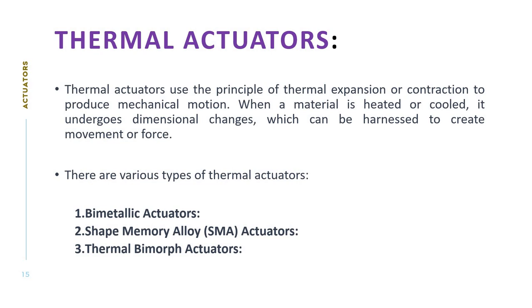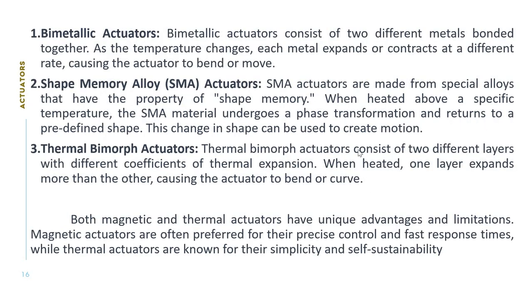There are various types of thermal actuators. One is the bimetallic actuator, then SMA, which is the shape memory alloy actuator, and the thermal bimorph actuator. Let us see what those are. Bimetallic is made of two different metals bonded together. As the temperature changes, hot or cold, they expand or contract at a different rate, causing the actuator to bend or to move. They use this in industries to bend something or to move a strong rod or a string.